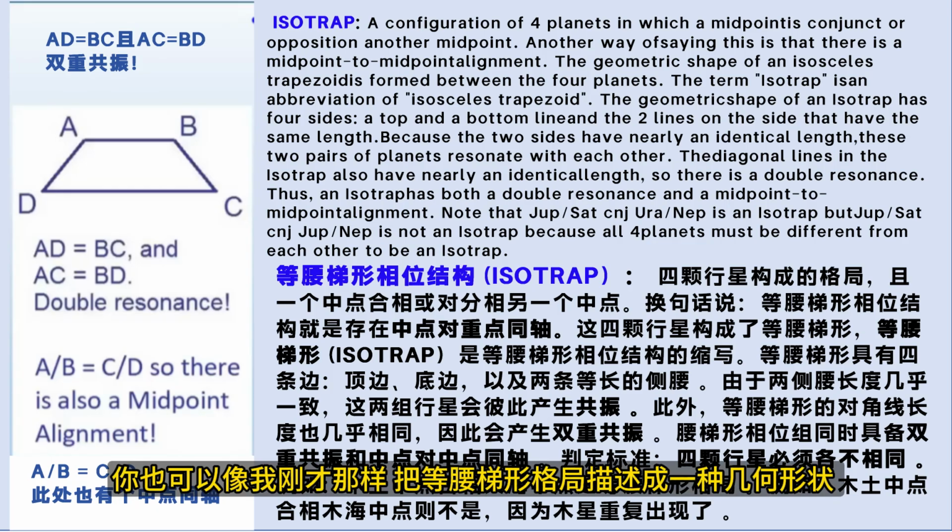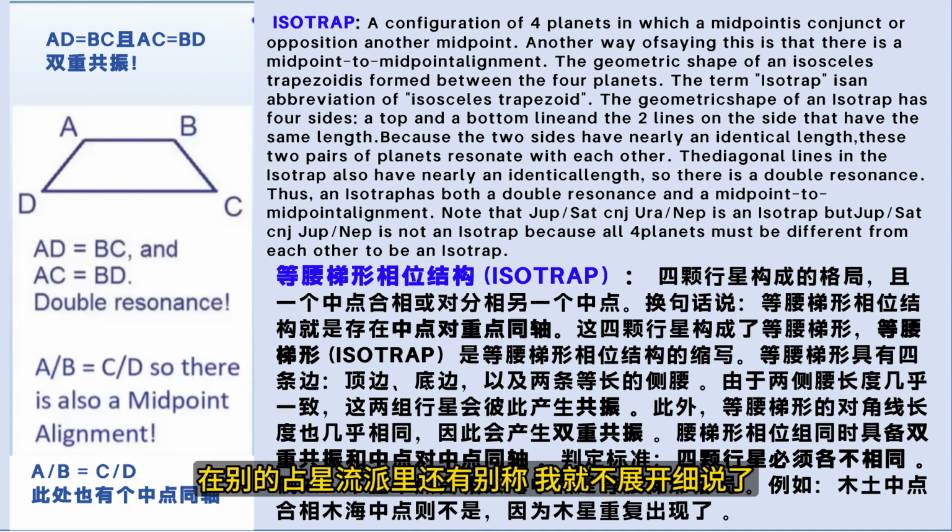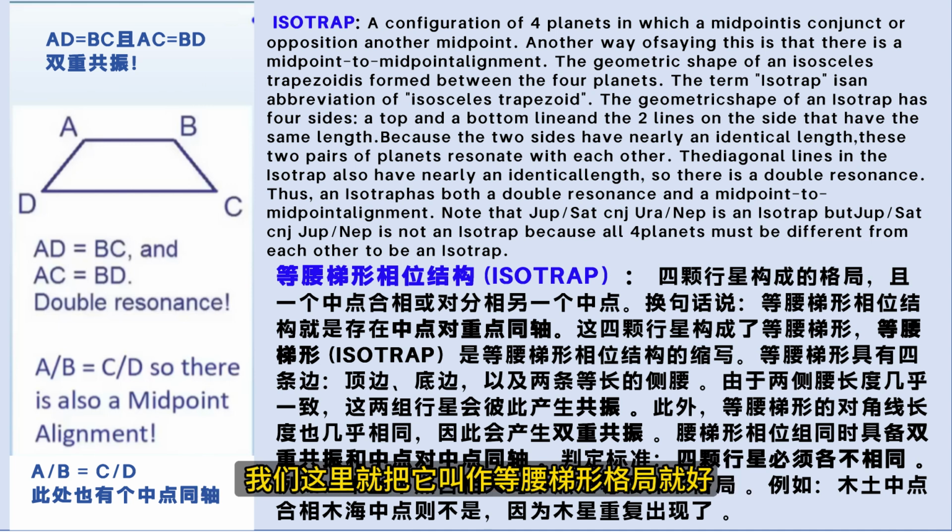And you can also describe an isotrap as a geometric shape, which I just did. It's an isosceles trapezoid, as it's called in geometry. We call this configuration an isotrap. It has other names in other systems of astrology. I'm not going to go into that, but we call it isotrap. Okay, so with that information, let's read what I say here. It's just going to say what I've just said, but let's hear it again.